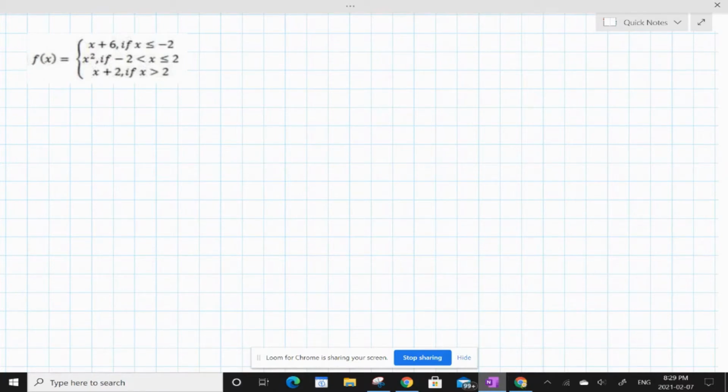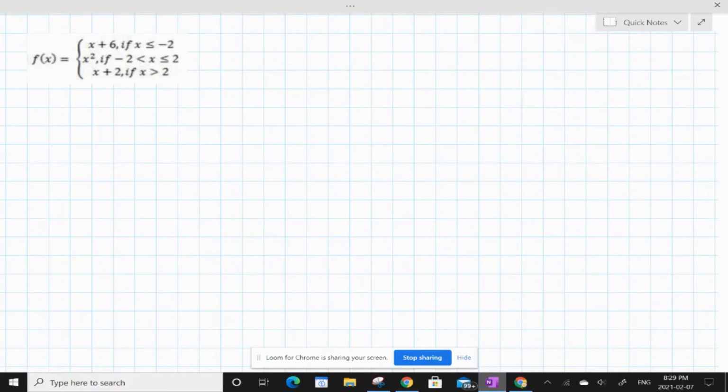It's x plus 6 if x is less than or equal to -2, x squared if x is between -2 and 2, including 2, and then x plus 2 if x is greater than 2. So what we notice here is that we've got three different pieces, and things are going to be happening when x is equal to -2 and when x is equal to 2. So the first thing that we're going to do is try to make a grid that is going to help us out a little bit here.